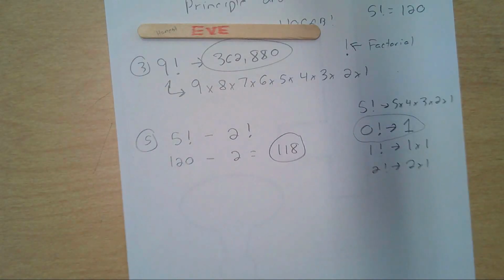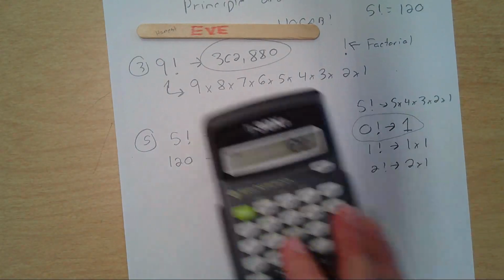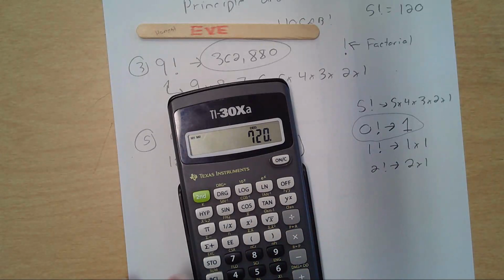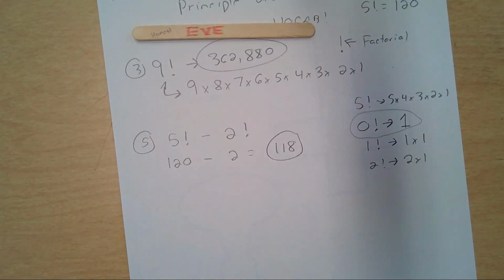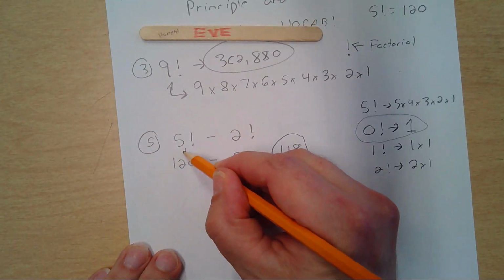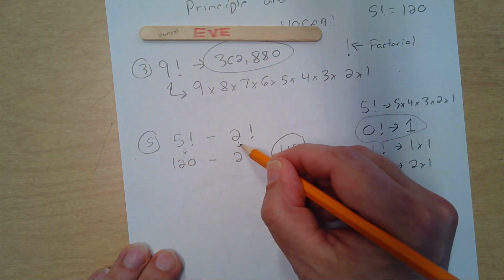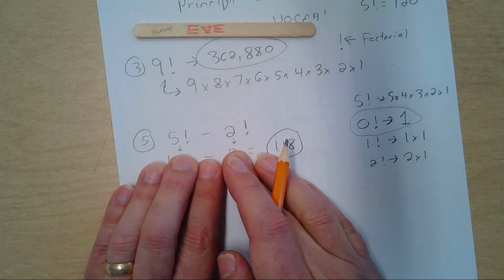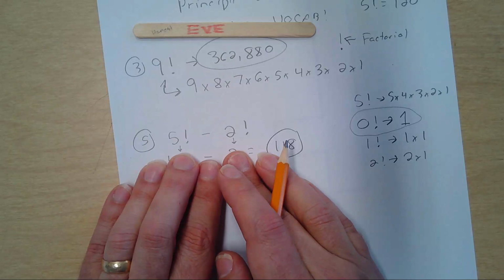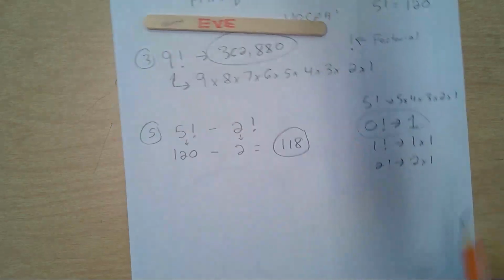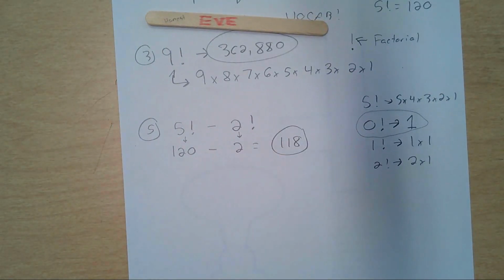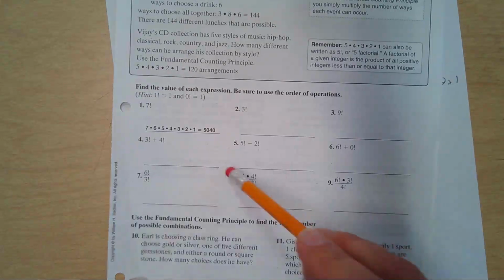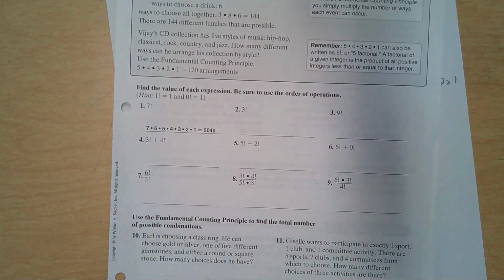What you don't want to do is go, oh, 5 minus 2 is 3, and 3 factorial is 6. The answer is not 6. That is what 3 factorial is, but you have to turn these into numbers first before you subtract. That's not how this works. You'll see some different orders of operation, but same kind of deal going on here.